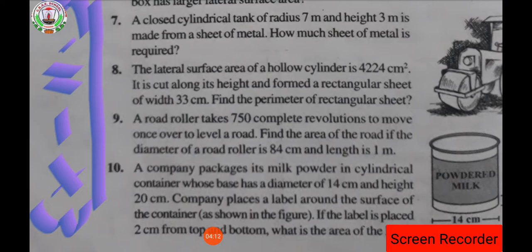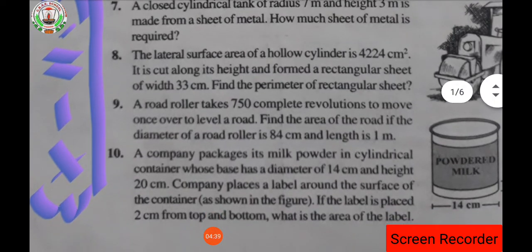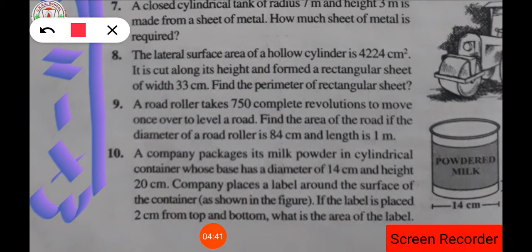Next, question number 10: a milk powder can is given, which is in a cylindrical shape. The diameter of the can is given as 14, that means the radius will be 7. The height is given as 20 centimeters. It is said that 2 from the top and 2 from the bottom, a label is placed on the can. Then what will be the area of the label? That is the area we have to find.